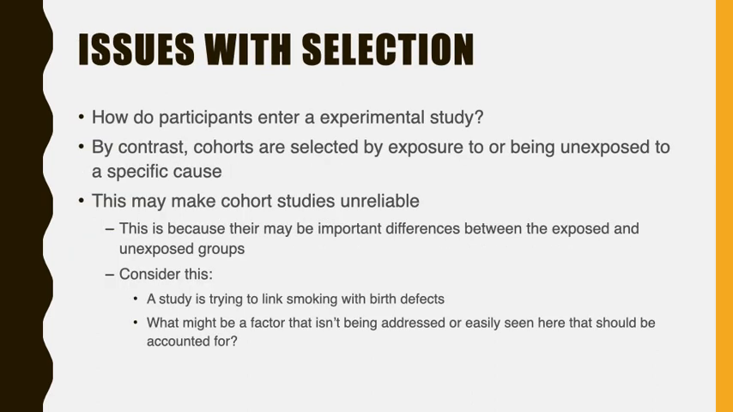Now, when we start looking at these types of studies, some of the issues that come up are how do we pick people to be in it? So, cohorts are selected by exposure to a certain cause. And this might make cohort studies a little bit unreliable because we have to understand the differences between the exposed and unexposed groups. So, if we're trying to link smoking with birth defects, there are a lot of factors that might not be addressed easily that can be leading to those birth defects that don't link back to smoking.